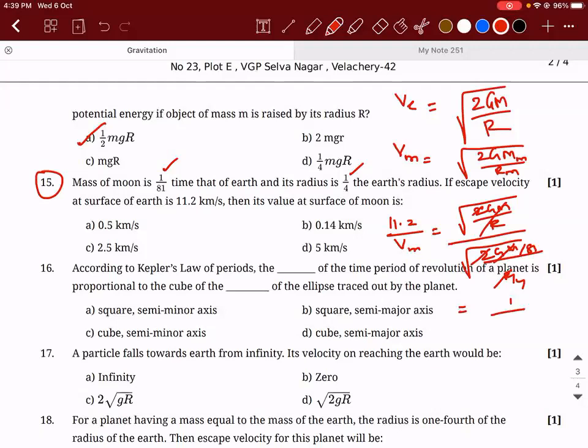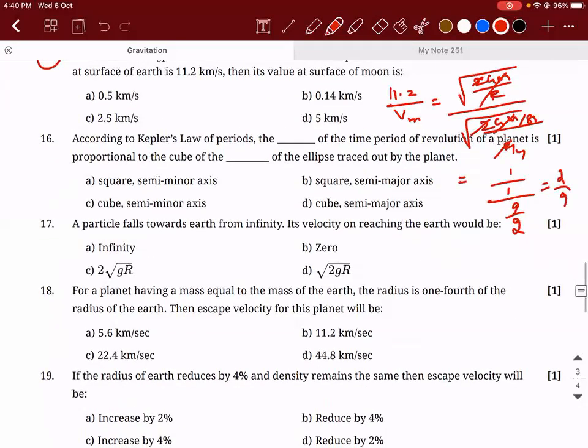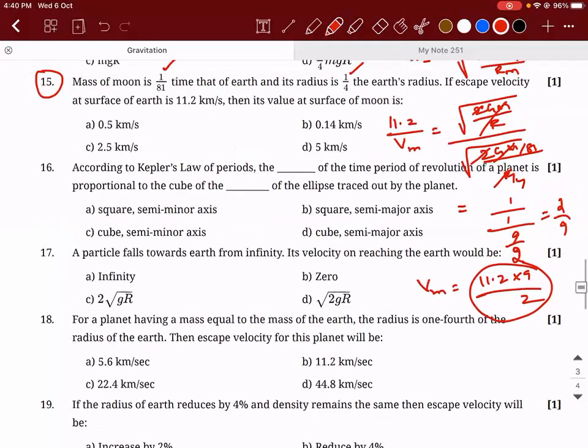1 divided by 9 by 4. So it will become 4 by 9. Sorry, 9 by 2. 2 by 9. So Vm will be equal to 11.2 into 9 divided by 2. But there is no option, right?